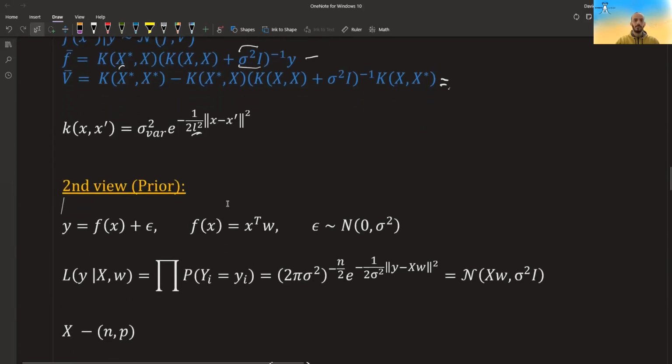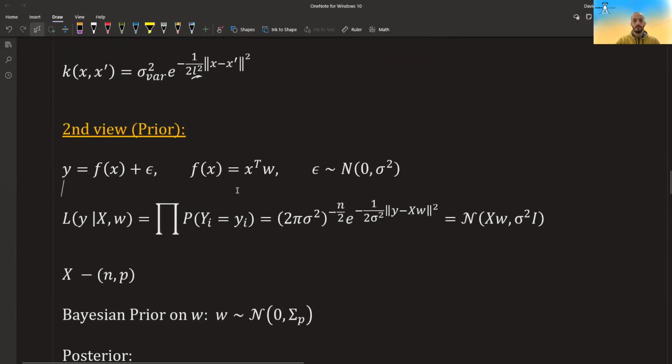Another view, which I will call the prior view, uses a bit more Bayesian reasoning. So let's take the noise case, and let's say that we have a linear function. Okay, so our function is linear. It's just the x's that we have times some coefficients. And you might say, wait a minute, maybe it doesn't capture all the structure of the data. I mean, a linear structure is just a line, or in higher dimension, it's a plane or a hyperplane.